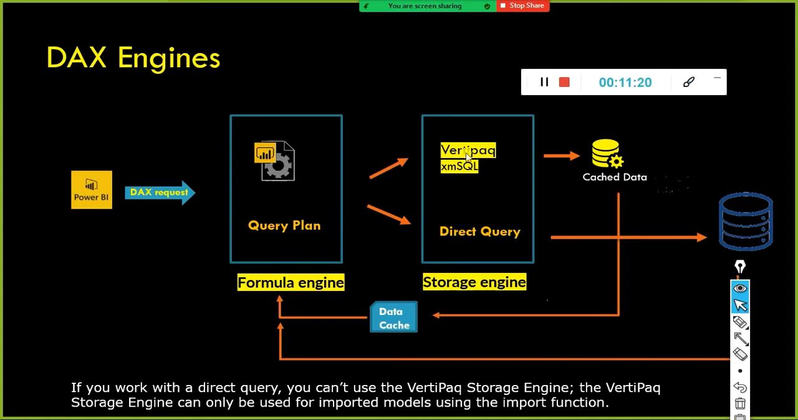So what is xVelocity in Vertipaq? The new name for the Vertipaq engine is nothing but xVelocity. xVelocity is a piece of software. What that software does is all these things: it converts your tabular data into columnar data and so on, and then it compresses the data.